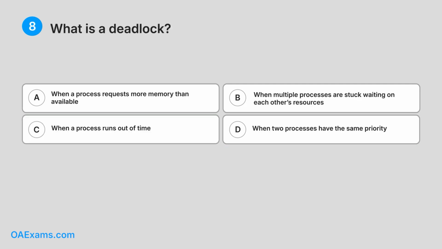8. What is a deadlock? A. When a process requests more memory than available. B. When multiple processes are stuck waiting on each other's resources. C. When a process runs out of time. D. When two processes have the same priority. What do you think is the answer?